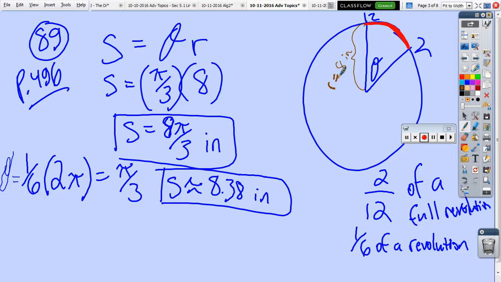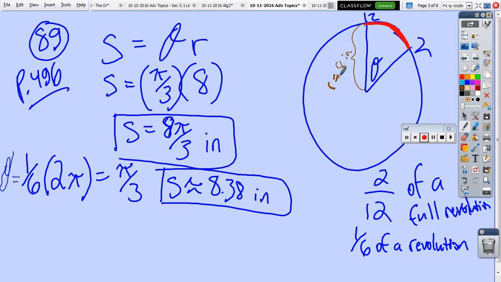I'm kind of confused. Okay, I get the box where it says S equals 8 pi over 3 inches. I get that, so you just put that in. Okay, so you're done.